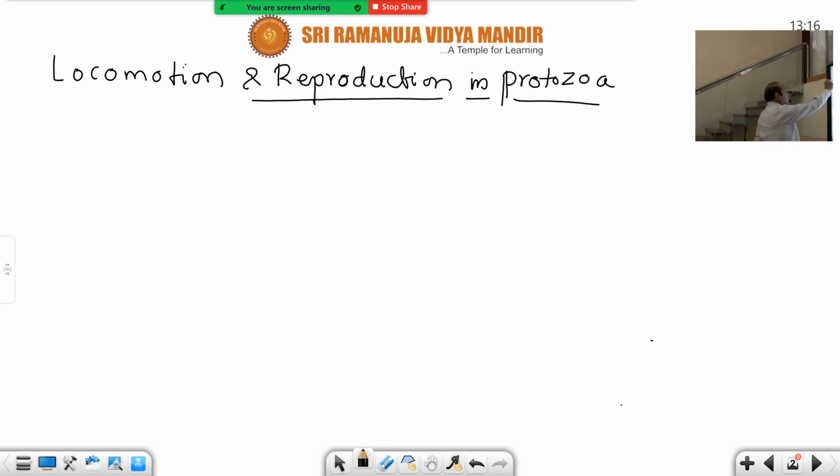But anyhow, you have asked me and we are starting today. You all know locomotion and movement definitions are totally different. That's why all movements are not locomotion, but all locomotions are movements. Without movement, there is no locomotion. But movement is there without locomotion.